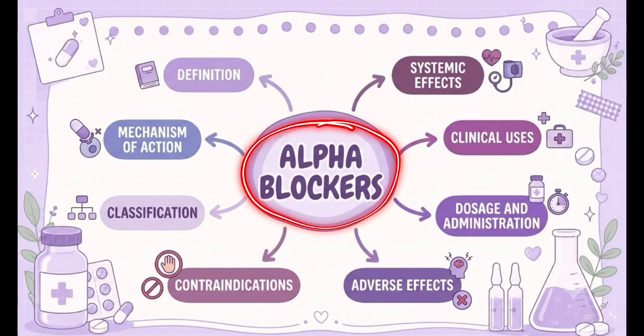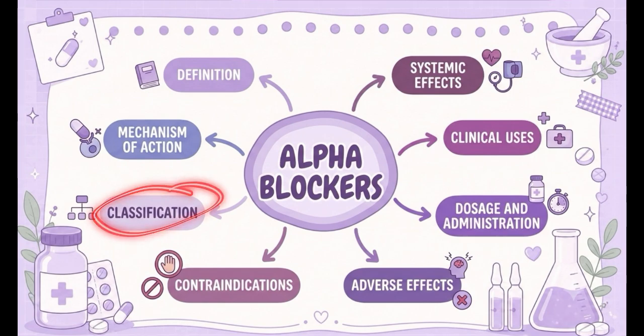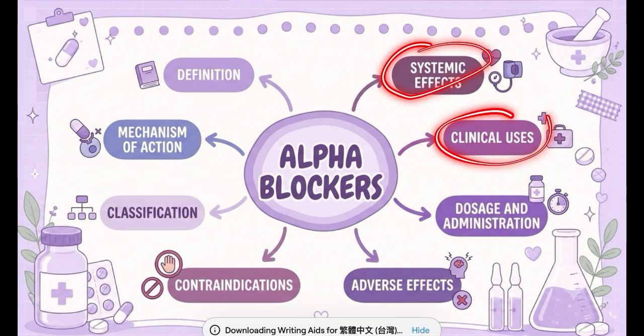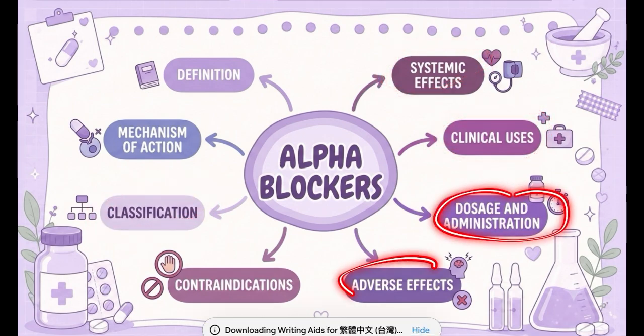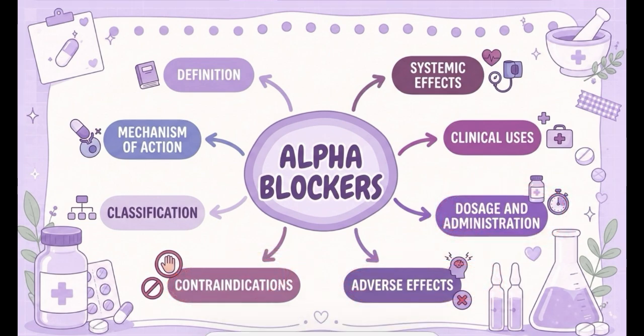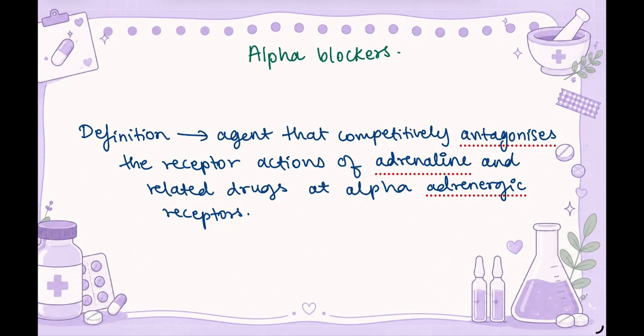Alpha blockers are classified under the anti-adrenergic type of drugs. Today, we will be learning their definition, mechanism of action, classification, systemic effects, clinical uses, dosage, adverse effects, and contraindications. What exactly is an alpha-adrenergic blocker?